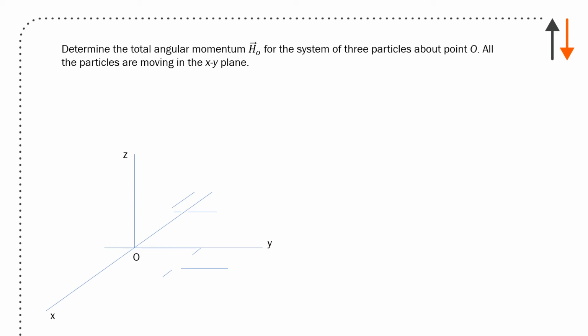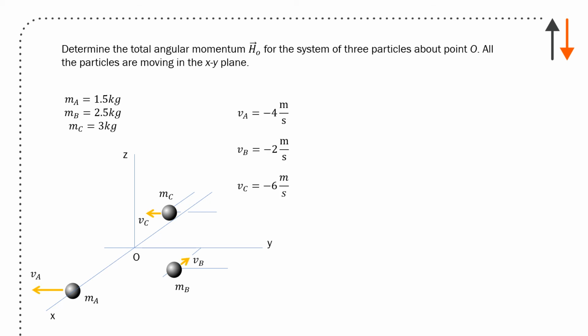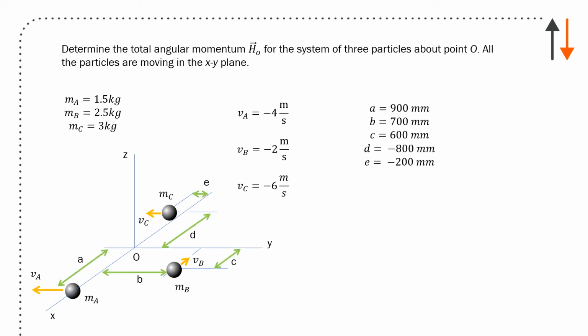Finally, this one is not a tough one, but okay. Determine the total angular momentum for the system of 3 particles about point O. All the particles are moving in the xy plane. So here's the xy plane. I have some lines here that become more clear in a second. I have mass A, mass B, mass C. Each of those has a velocity. Velocity of A and C are both negative along the y-axis, and velocity of B is also negative but along the x-axis. You have all of the masses here, and you are given a set of positions.